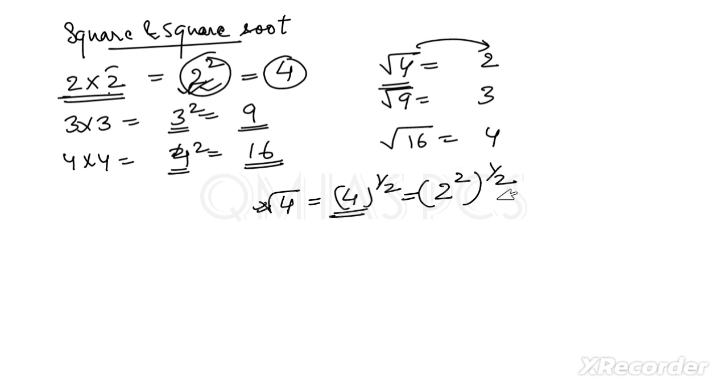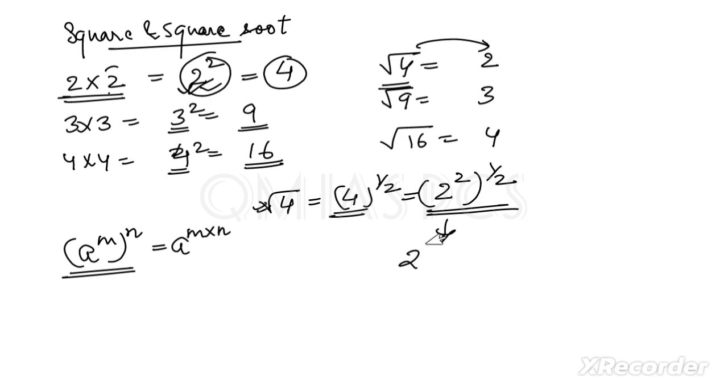Now you can see this is in the form of a to the power m, to the power n. So just tell me what the value can be. It will be a to the power m multiplied by n, right? So here it will be 2 power 2 multiplied by 1 by 2. So this 2 will be cancelled out, and we have only 2. So 2 is our answer.